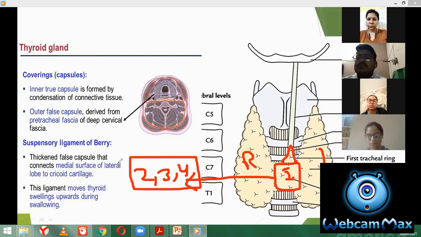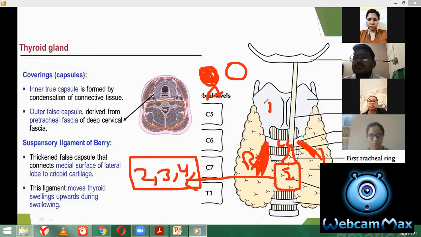Then, an important thing: this pretracheal fascia connects your lateral lobes to the cricoid cartilage. This is your cricoid cartilage, the only cartilage which you can see anteriorly and posteriorly, because it is a completely ring-shaped cartilage. For example, this is your thyroid cartilage. You can see it anteriorly, but posteriorly you can't see it. This is your hyoid cartilage.